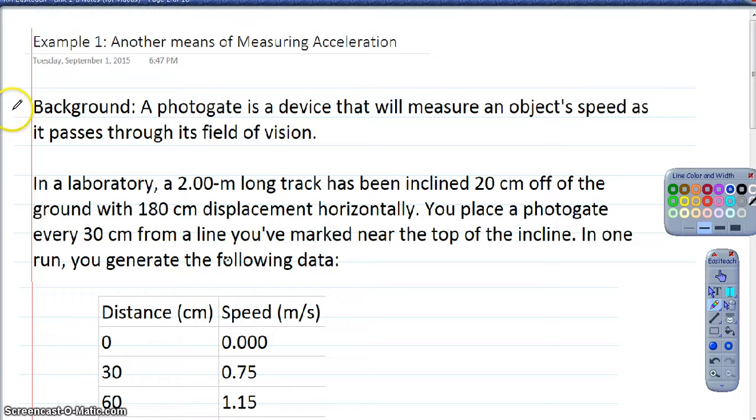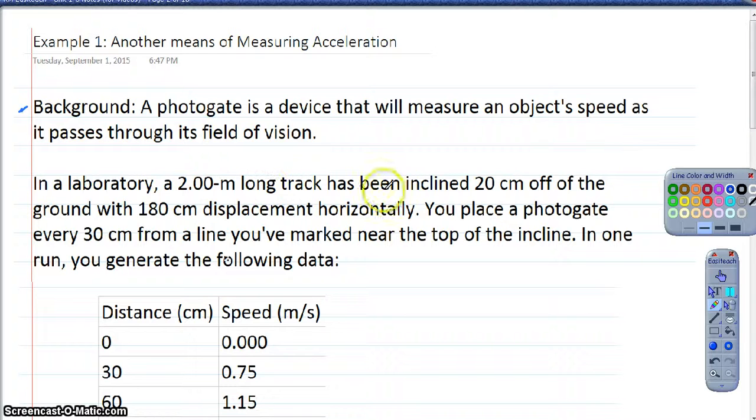So just a little bit of background. A photogate is a device, we've seen it referenced a few times going back to multiple choice questions, but it's a device that will measure an object's speed as it passes through its field of vision. Basically it just measures the speed as it's passing through its lens there. So anyway, a photogate is used for this lab.